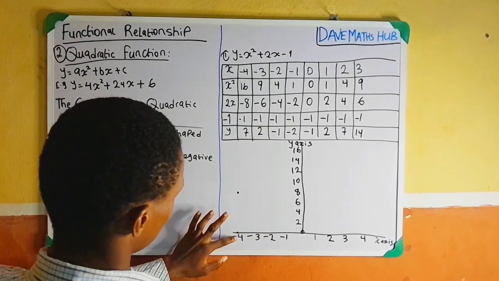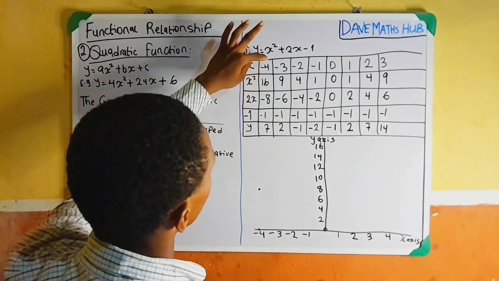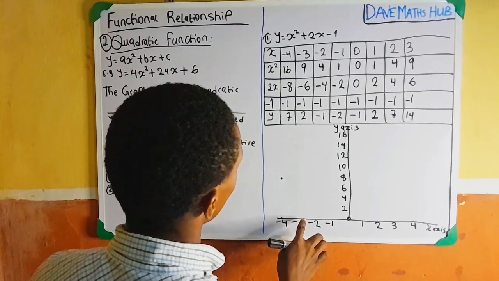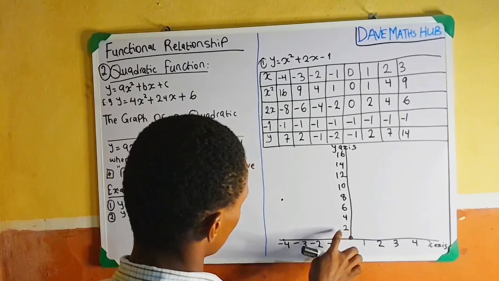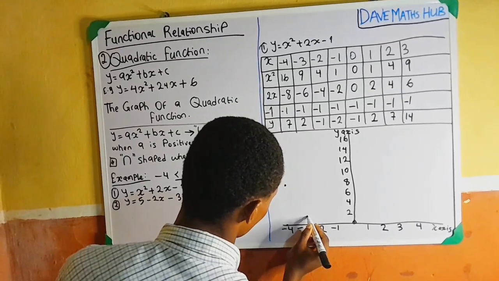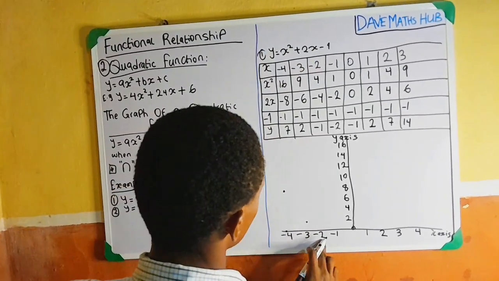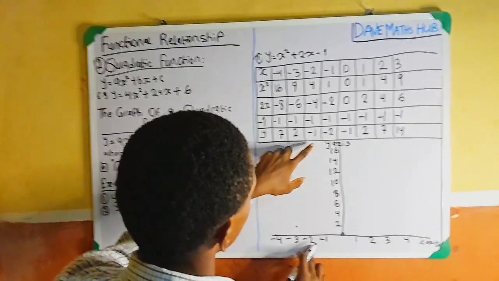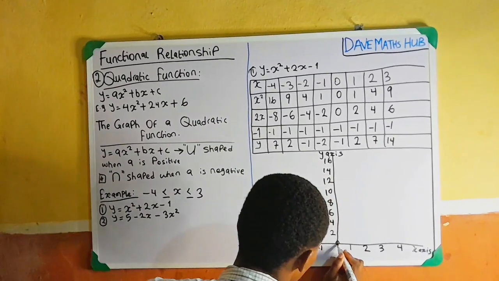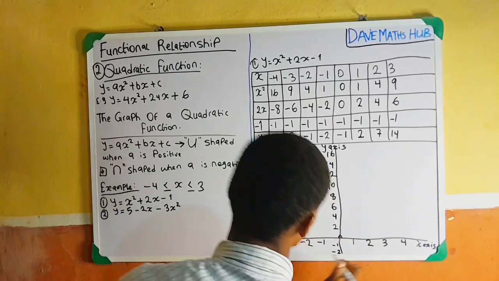Alright, minus 4 meets 7 at this point. When x is minus 3, which is here, y is 2. 2 meets at this point. Alright, when x is minus 2, which is here, y is minus 1. So I guess we'll go minus 1 and minus 2.